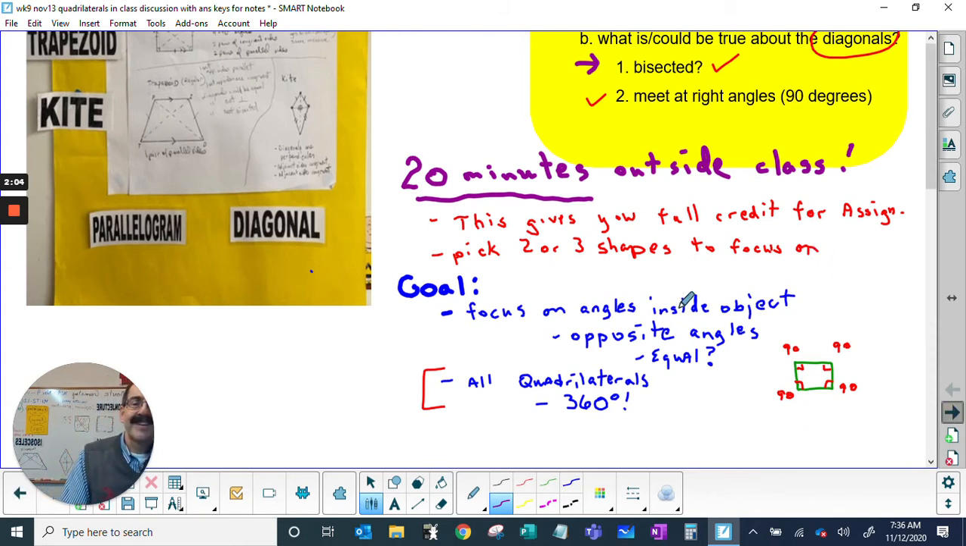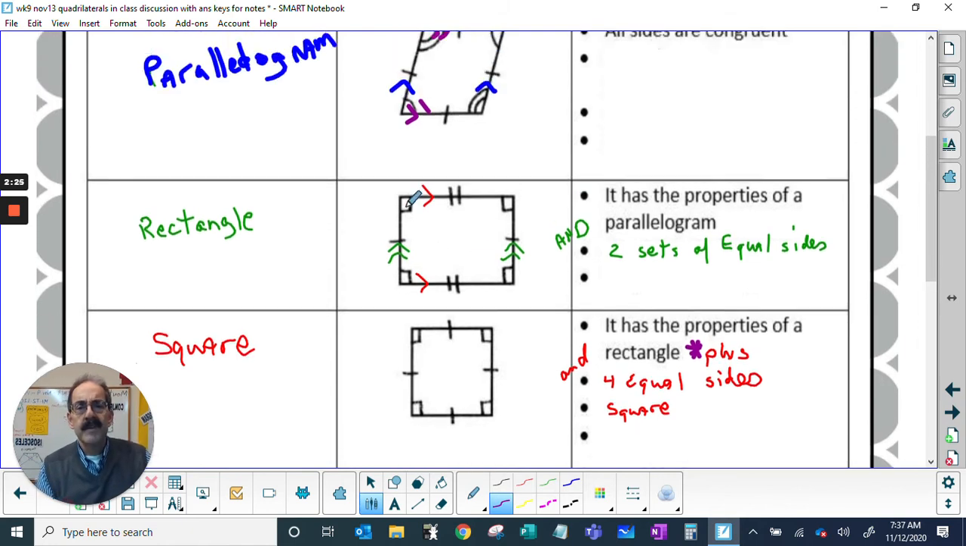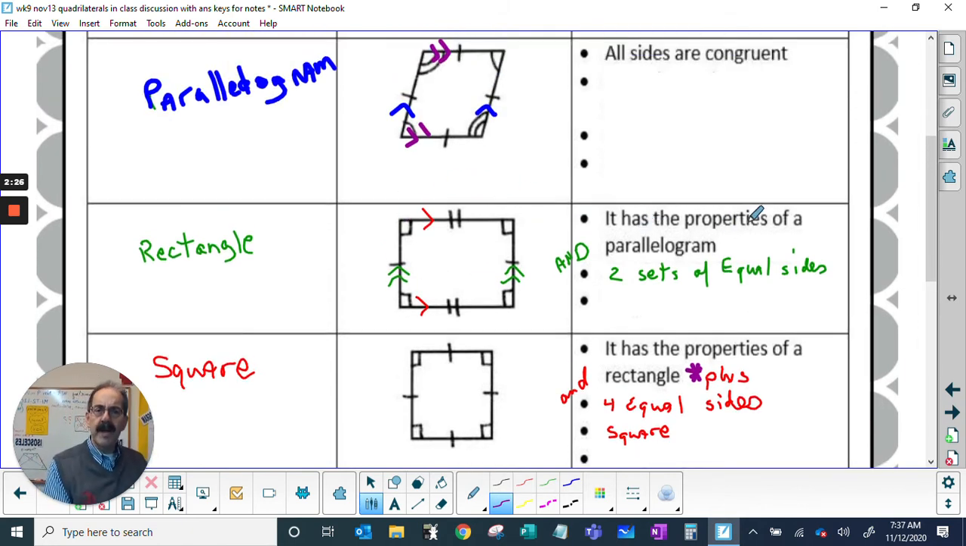Here we go. All right, so in class today, we started off with a square. What makes a square a square? A square has the properties of a rectangle. It does. Plus 4 equal sides. Therefore, it's a square. Well, let's back up. This is a rectangle. A rectangle has the properties of a parallelogram and 2 sets of equal sides and 4 90-degree angles. Okay? Well, let's back up even further.